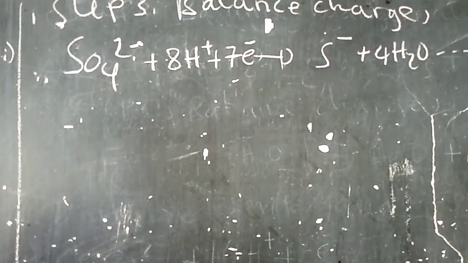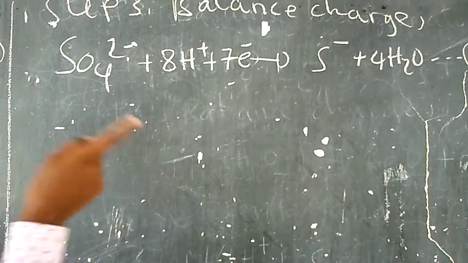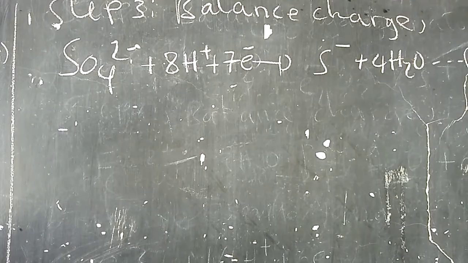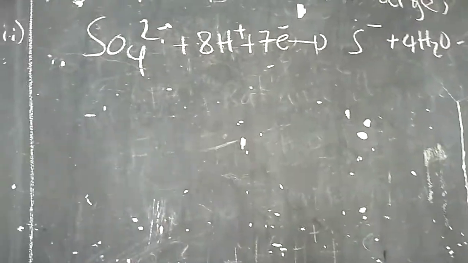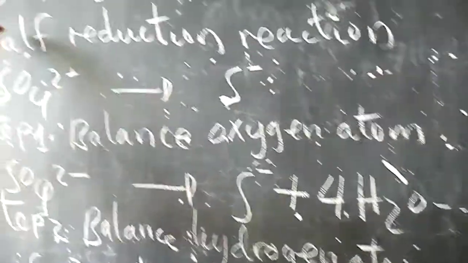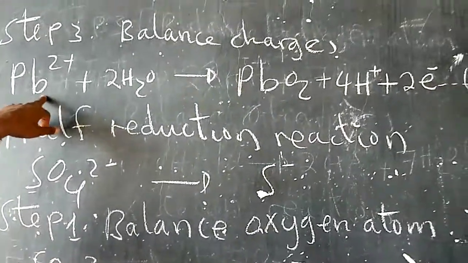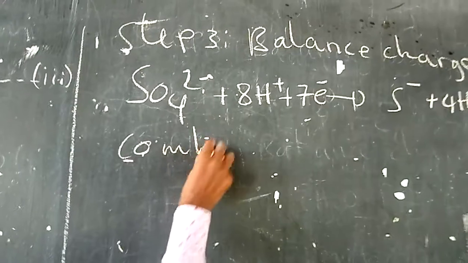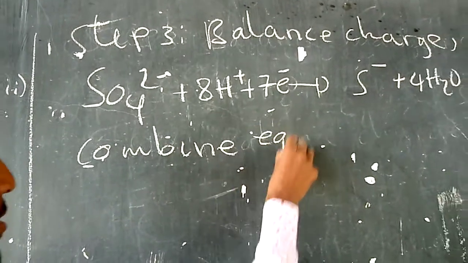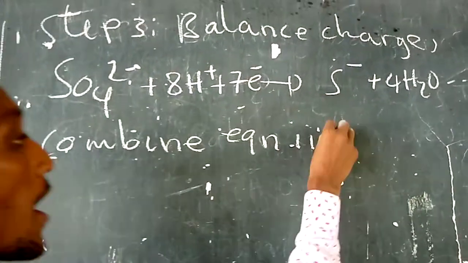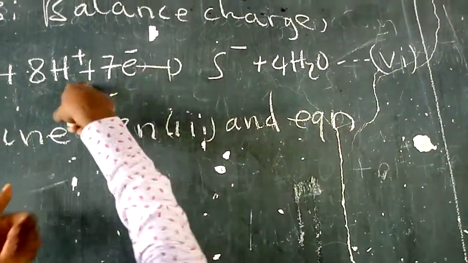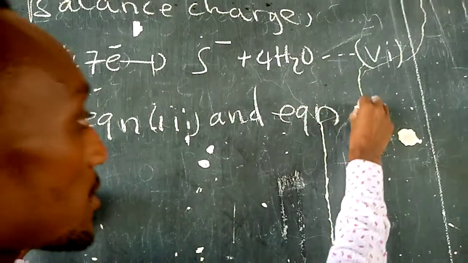Now we are going to combine this equation. We are going to combine the half oxidation reaction and the half reduction reaction. Here we have our half oxidation reaction, which is equation 3. So you have to combine to get the overall. Combine equation 3 and the half reduction reaction, which is this one, equation 6. Combine equation 3 and equation 6.